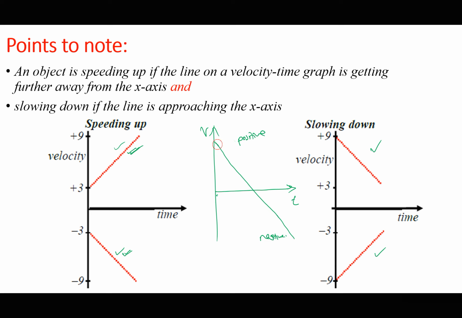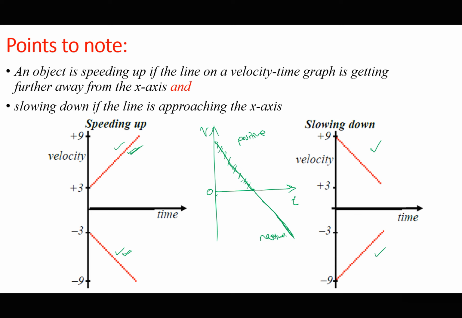So here, between the section of the graph, we say the body was slowing down because the velocity was decreasing. And at this point, the velocity becomes zero where it crosses the x-axis. But after here, we say the body is speeding up because the line is moving away from the x-axis. It is speeding up, but in the negative direction. There has been a change in direction.